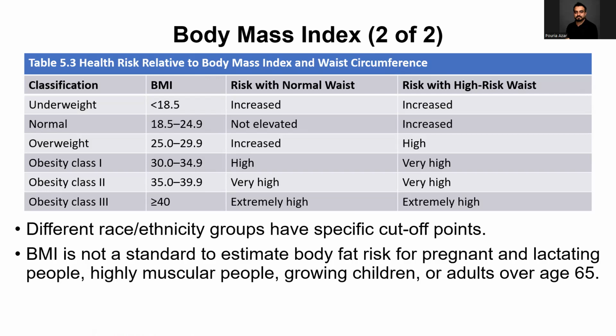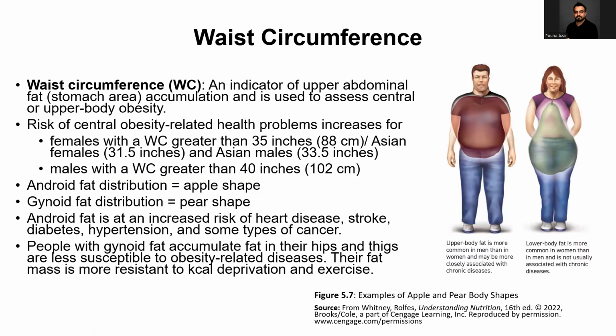And remember, BMI has some limitations, and it's not a standard tool to estimate body fat risk for pregnant and lactating people, highly muscular people, growing children, or adults over age 65. Waist circumference is another anthropometric measurement, which is an indicator of upper abdominal fat.